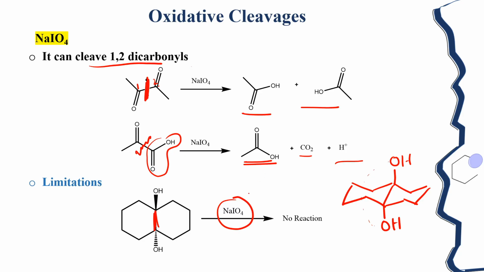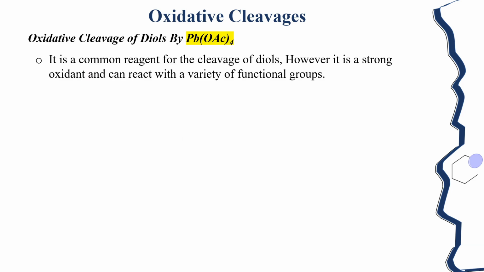Now let's talk about another particular reagent, that is lead tetraacetate, that means Pb(OAc)4. This is also a common reagent for the cleavage of diols.